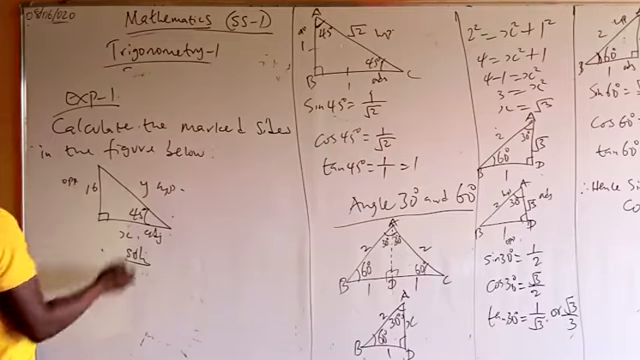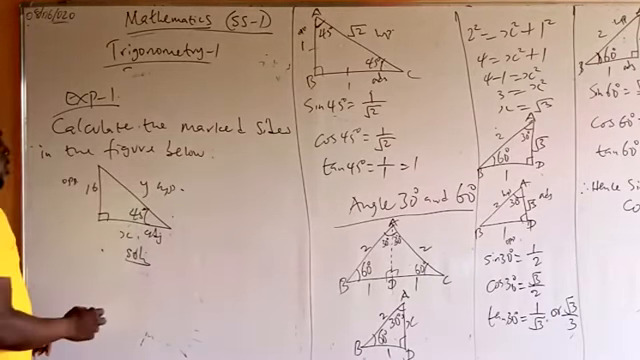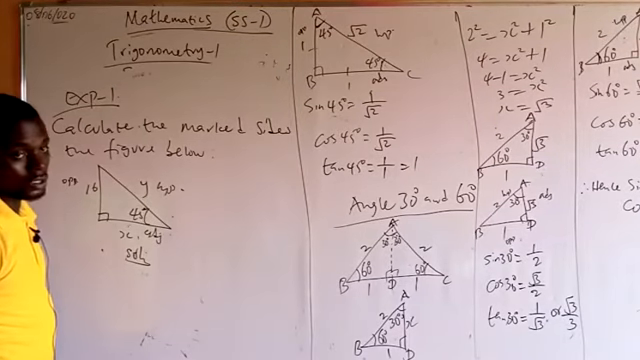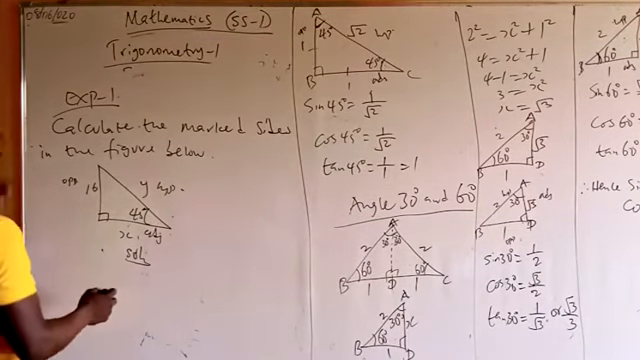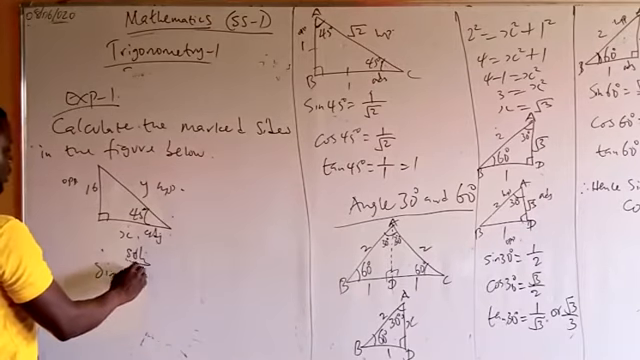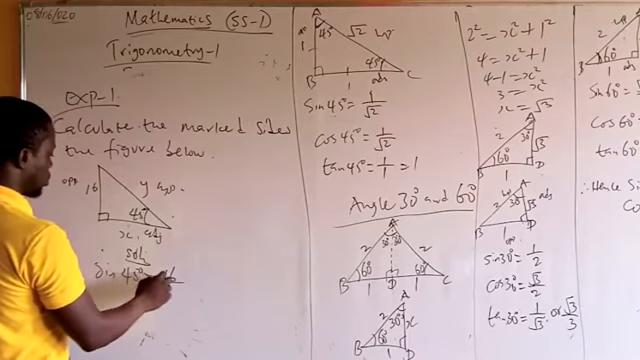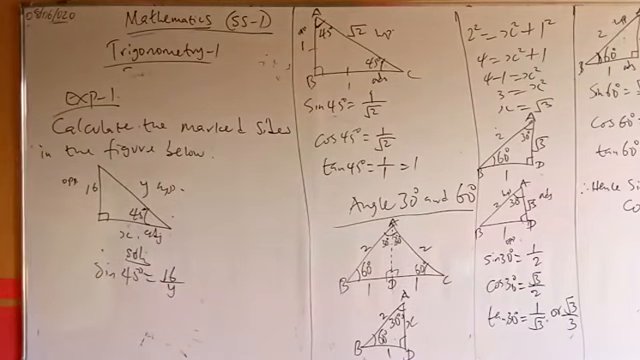We don't know this Y. So this side is opposite. Here is the hypotenuse. Opposite over hypotenuse is sine, isn't it? So sine 45 degrees equals what's opposite, 16, over hypotenuse, which is Y. Are you getting it?